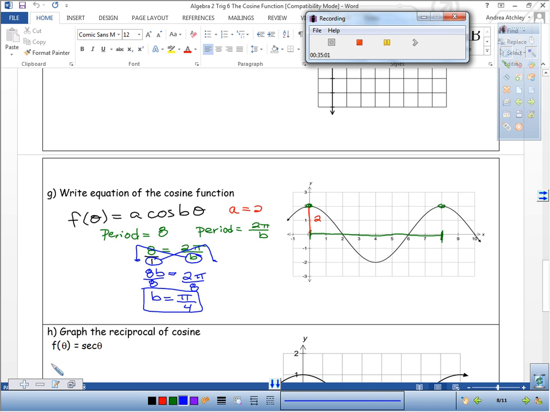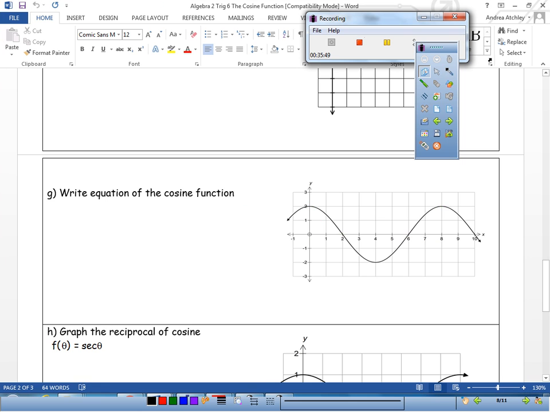Not the period, the frequency. It's the b value. The period was 8. So now I'm going to plug that back into our formula. F of theta equals the A value times the cosine of pi over 4 times theta. That's it. That's your answer. Okay. Any questions over that?